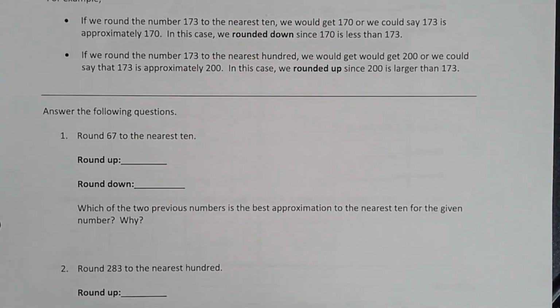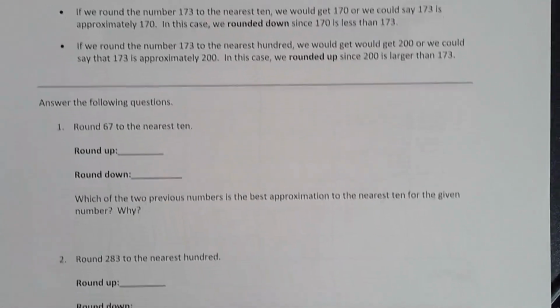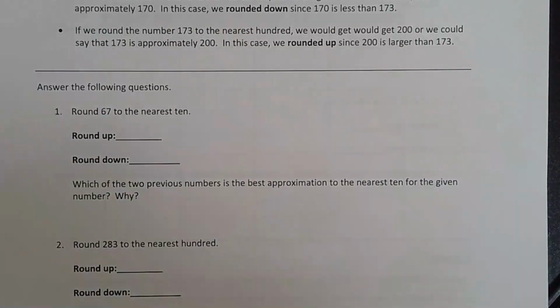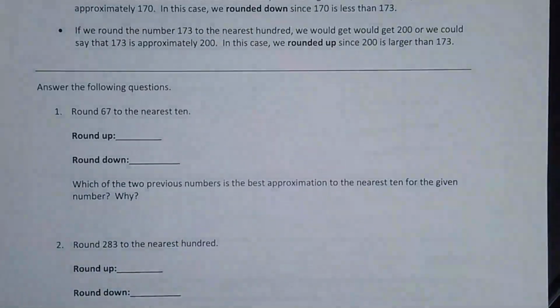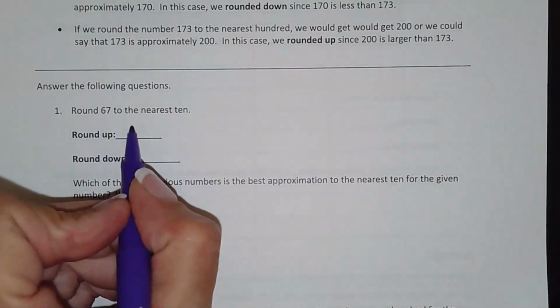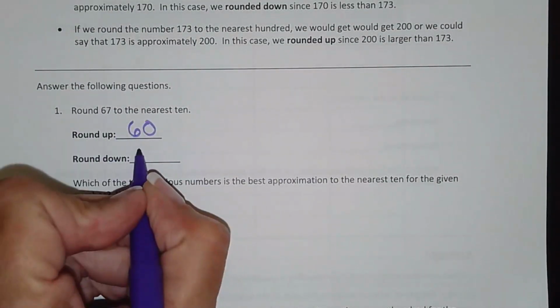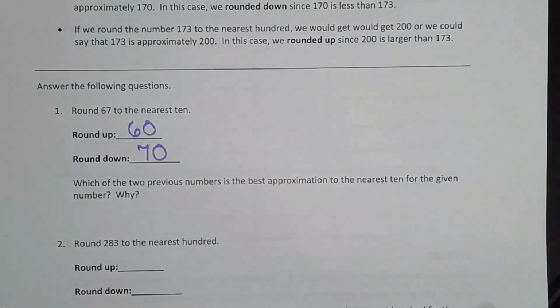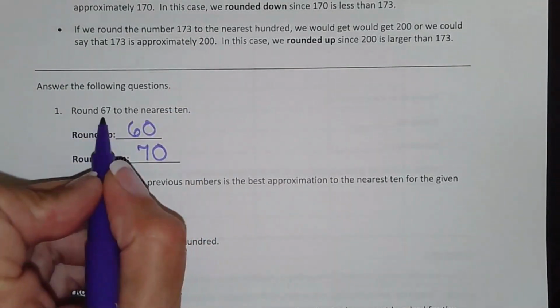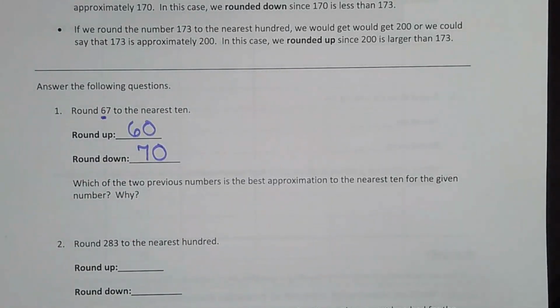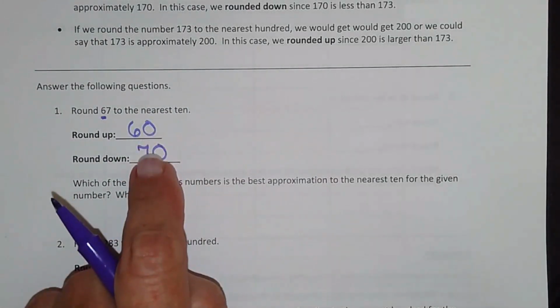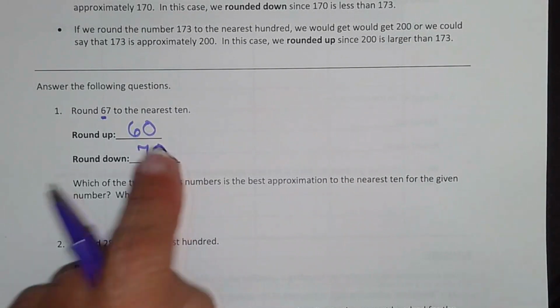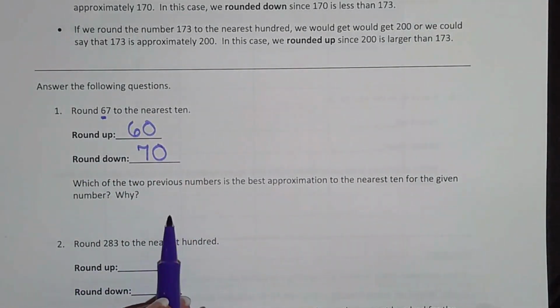So rounding up and rounding down is what we're going to practice. Basically, we're doing the same thing we did on the last page. We're deciding which two numbers it's in between, and then we're deciding which number it's closest to. So when we go down, it would be 60. When we go up, it would be 70. When it's nearest 10, so we're only looking at the 6. So 60 to 70, and remember, nearest 10 will always have a 0. Which of the two numbers is the best approximation?